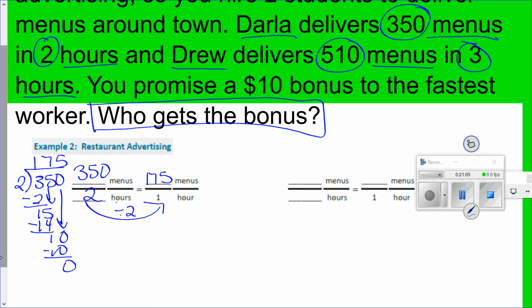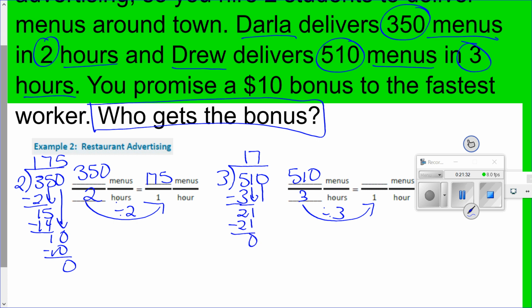Now we need to talk about Drew. What do we know about his delivery skills? So I'm going from 3 hours to 1 hour. How do I get there? So I need to divide 510 by 3. 3 goes into 5 how many times? That leaves 2. Bring down my 1. How many times? That's 7.